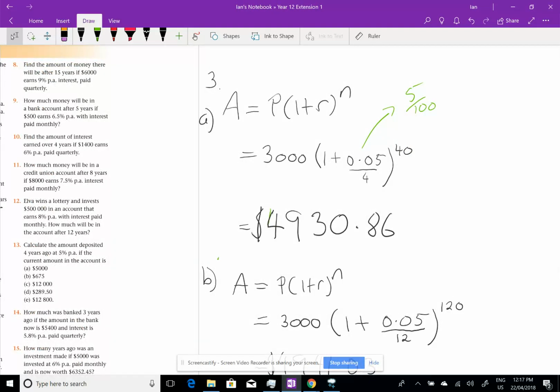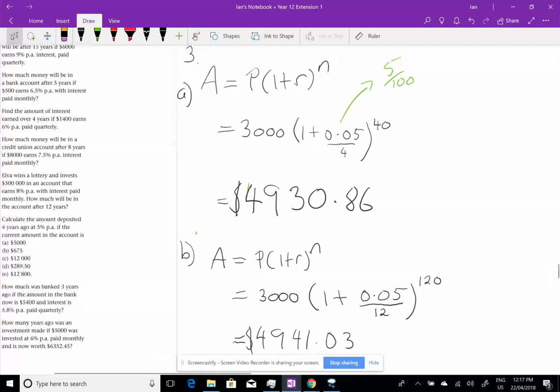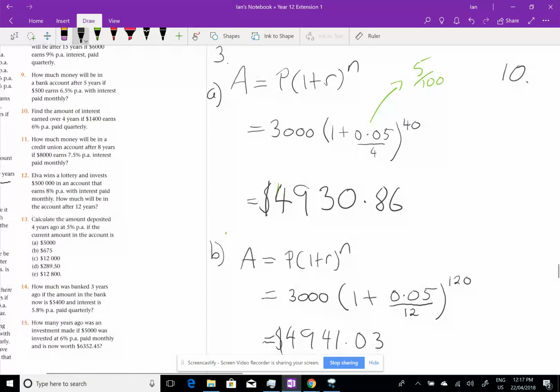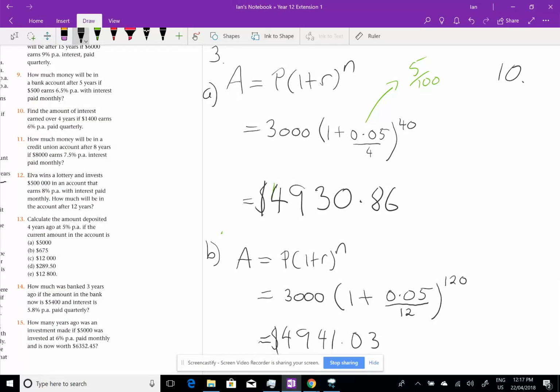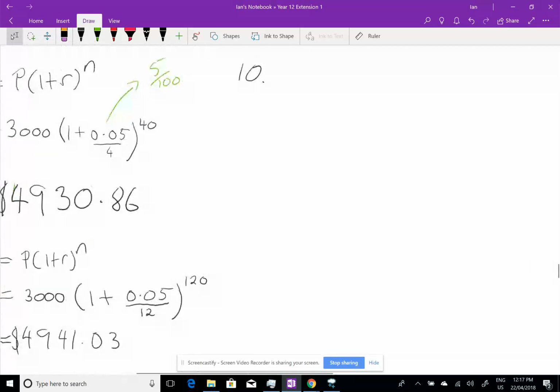That's a quarterly one. I want to try something that's a little bit different. 9's a monthly amount. Okay, let's do 10, because 10 asks for the interest. So here's question 10. What do we got? 1,400, 4 years, 6% quarterly.